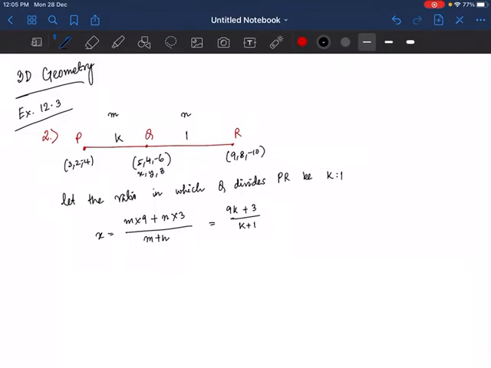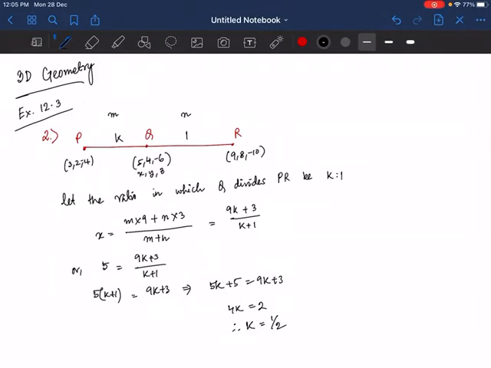So this is what we have as X. The X value we already know, that is 5. So we have 5 is equal to (9K plus 3) divided by (K plus 1). Now if I cross multiply, we have 5 into (K plus 1) is equal to 9K plus 3. That implies 5K plus 5 is equal to 9K plus 3. Then we have 4K is equal to, it's coming out to be 2, 5 minus 3, that is 2. So therefore K is equal to 1 by 2.